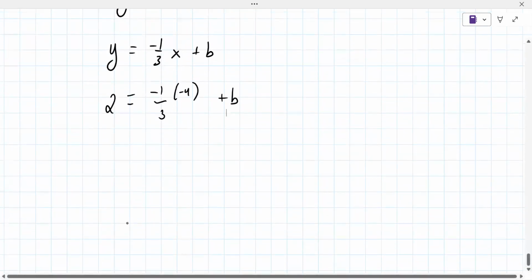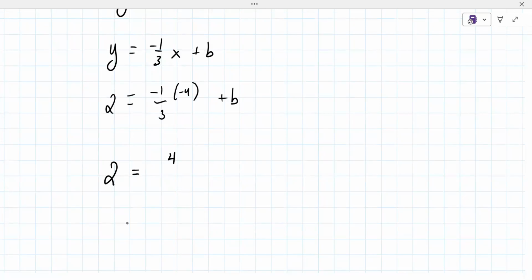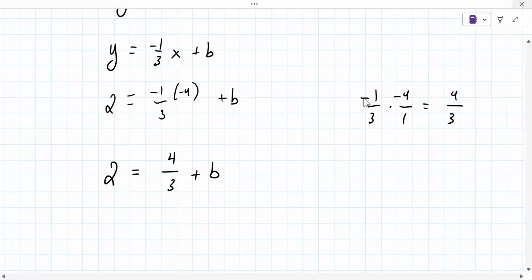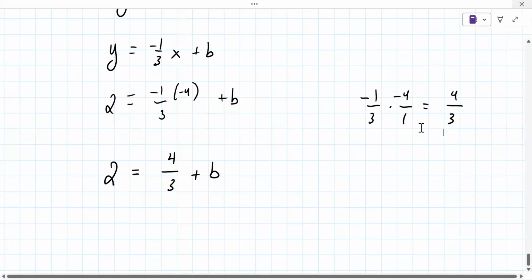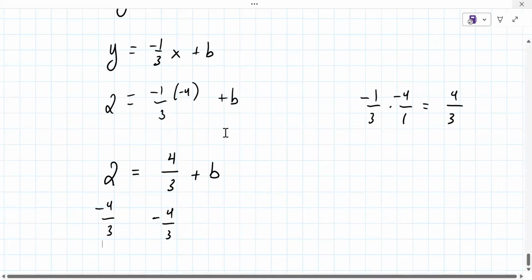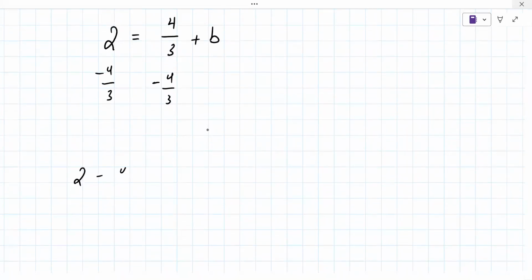Okay, so this becomes 4/3 plus b. Just go with that for the moment here. We'll talk about how that is off to the side. It's -1/3 times -4/1. That's 4/3. Multiply the tops, you multiply the bottoms. Just go with it for now. Now you subtract 4/3 from both sides. So on the left, it's 2 minus 4/3 equals b.